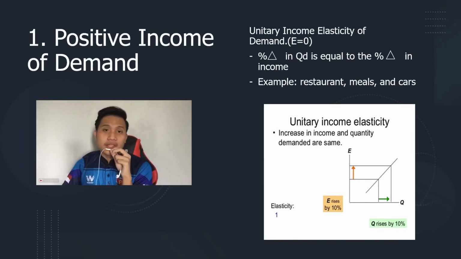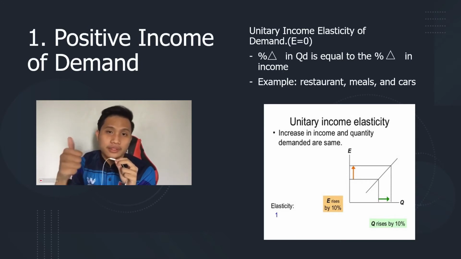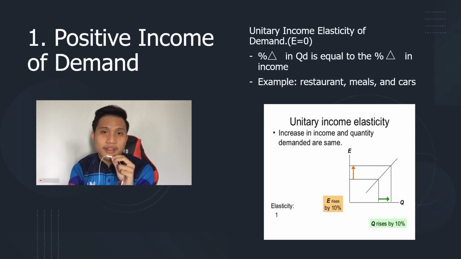Degree of income elasticity of demand can be divided into three parts, which are positive, zero, and negative. For positive, it has three values of elasticity, which are E smaller than 1, E equal to 1, and E bigger than 1. First, the value of elasticity equal to 1 is called unitary income elasticity of demand. The percentage change in quantity demanded is equal to the percentage change in income. For example, restaurant meals and cars.